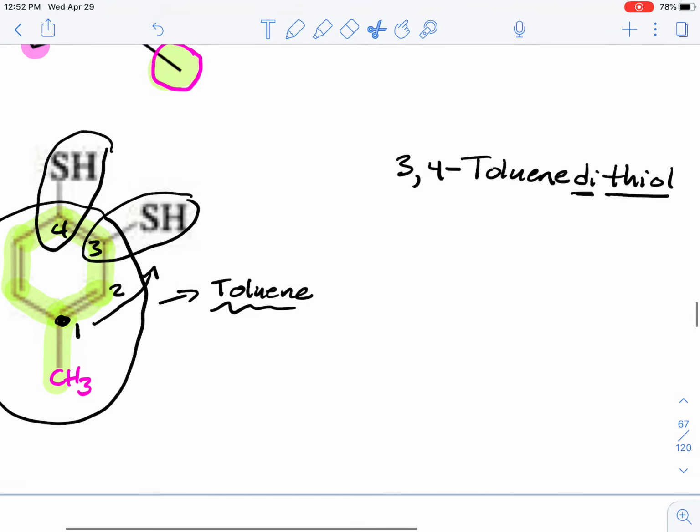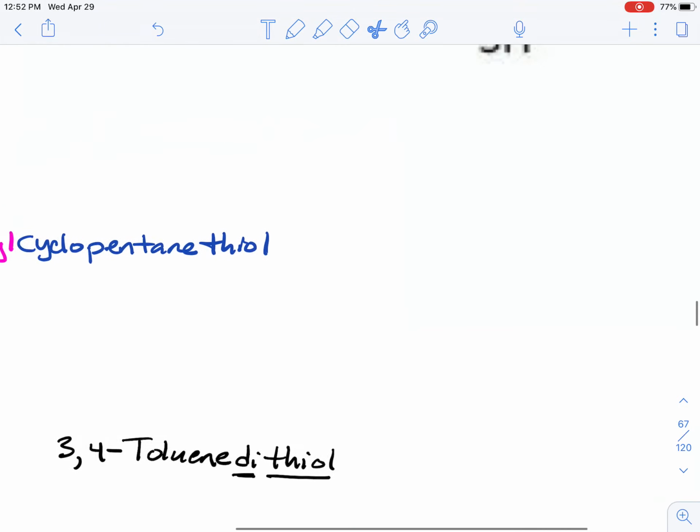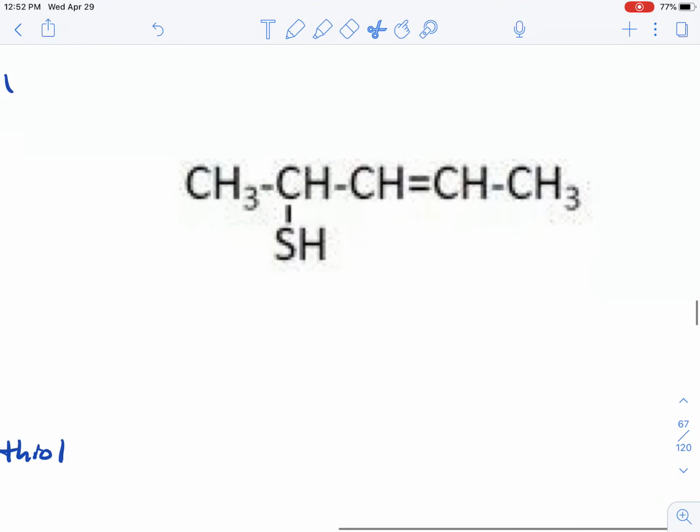Okay. So that's going to properly communicate where those sulfhydryl groups are found on the toluene. All right, so let's go ahead and look at our last example. How would we name a sulfhydryl group in which a double bond is present?